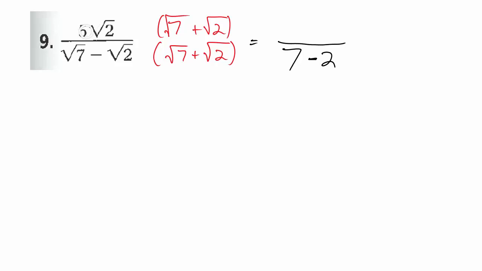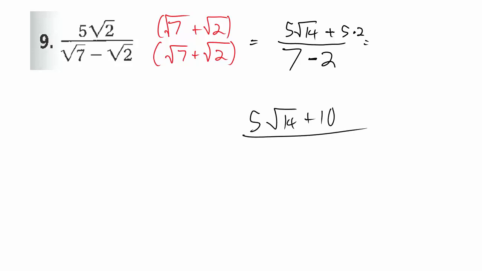And then the top part we just distribute. 5 square root of 2 times square root of 7 is 5 square root of 14. And then 5 square root of 2 times another square root of 2 is going to be 5 times 2. So we get 5 root 14 plus 10, if you simplify 5 times 2. All of that is over 5.